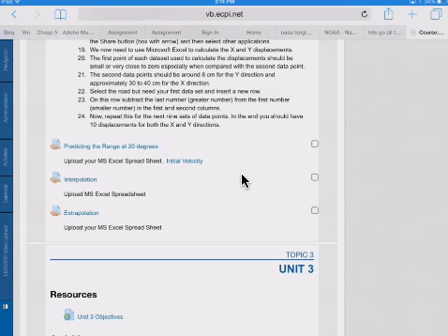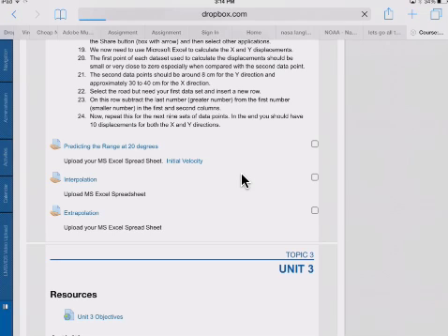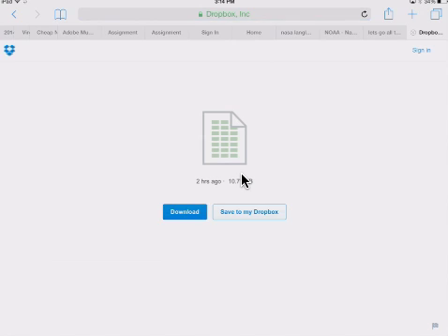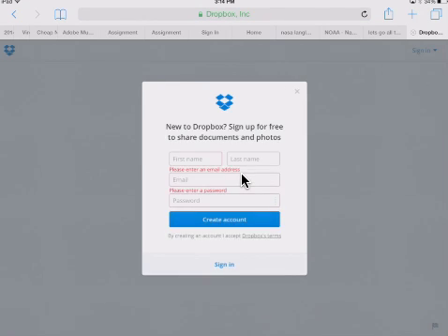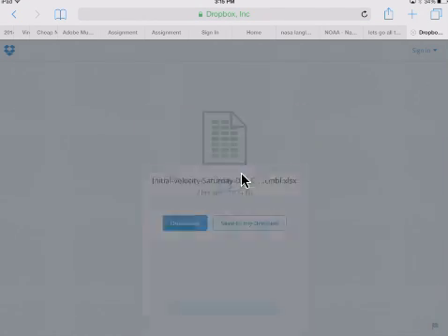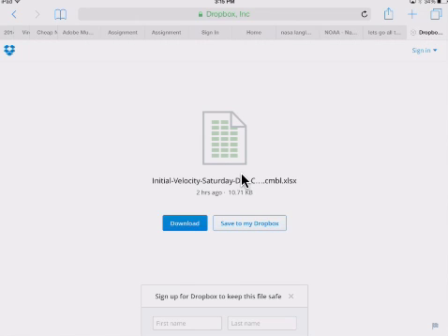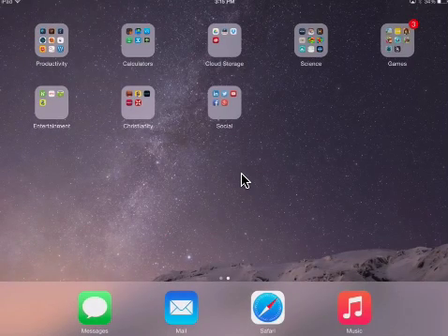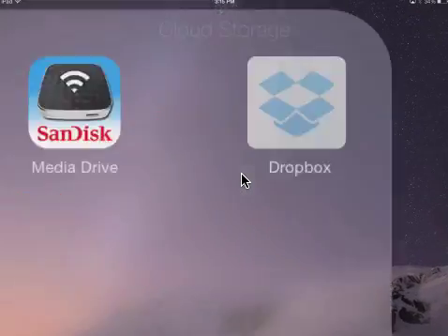I am in Moodle right now, and I'm going to start off with predicting the range at 20 degrees. I'm just going to select my initial velocity file, and I just want to download that. Oh my gosh, I don't want to do that. It's already in my Dropbox, so I'm just going to go to my Dropbox and get that. You would want to take it over to your Dropbox, of course, and then download it.